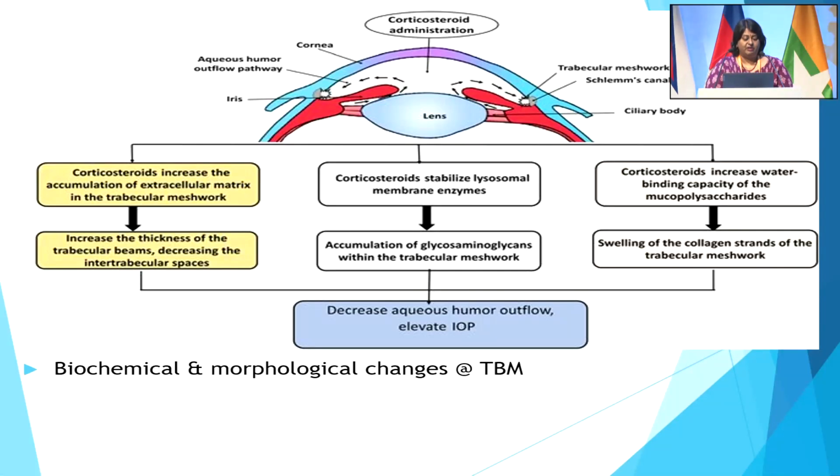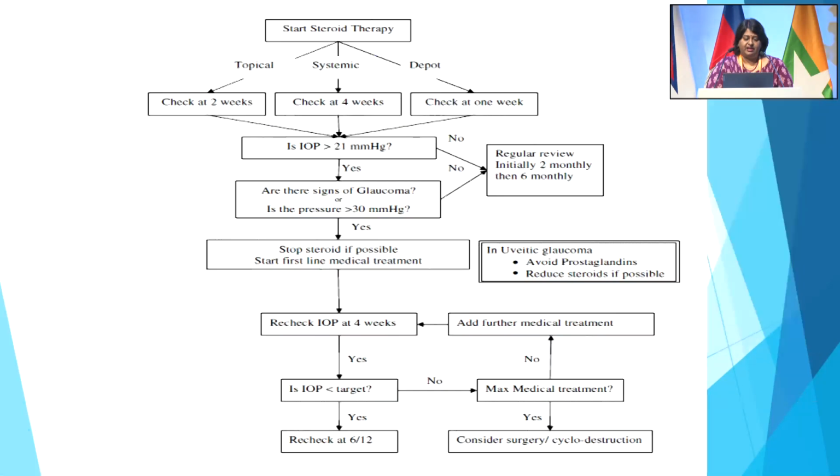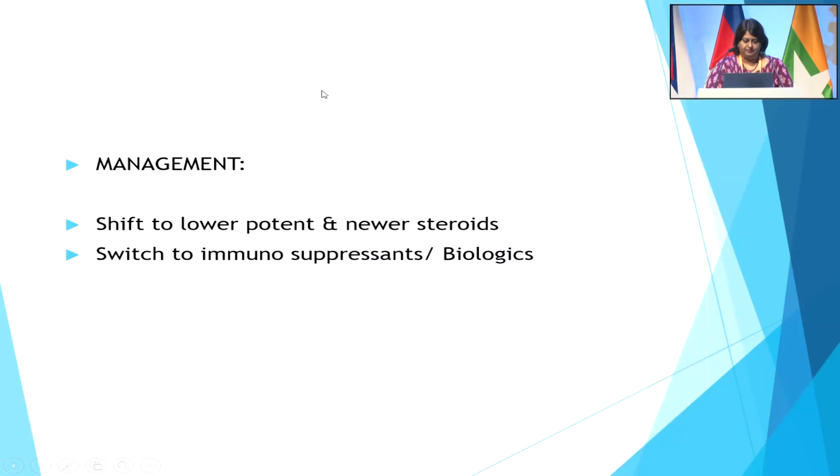What is the cause? Biochemical and morphological changes in the trabecular meshwork. If you stop steroids at the correct time, the trabecular meshwork changes reverse and the IOP goes back to normal. If you give depot steroids, you have to follow up the patient very early, at 1 week. If topical, at 2 weeks; if systemic, at 4 weeks.